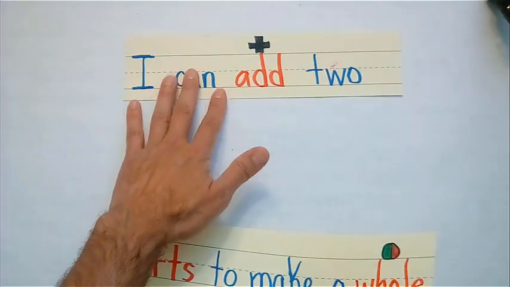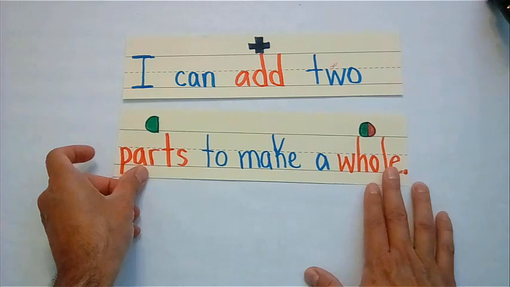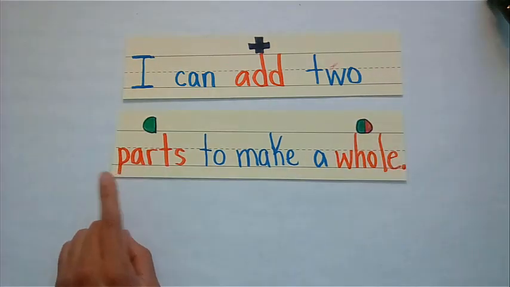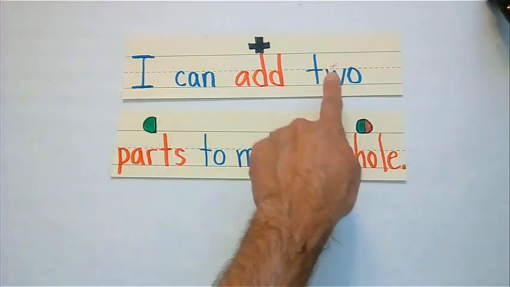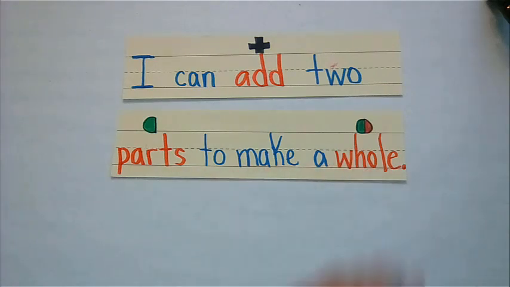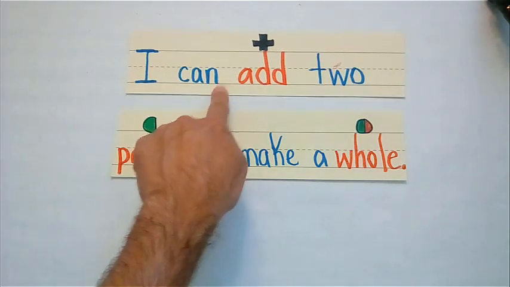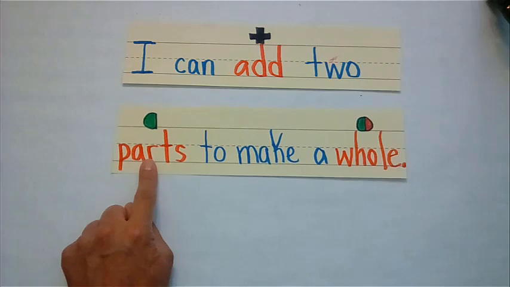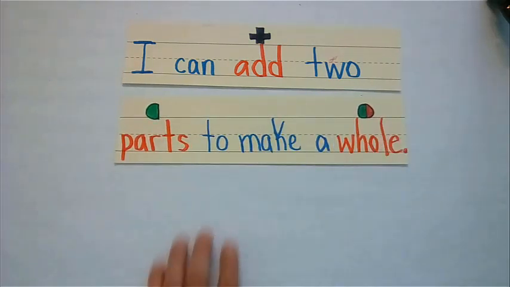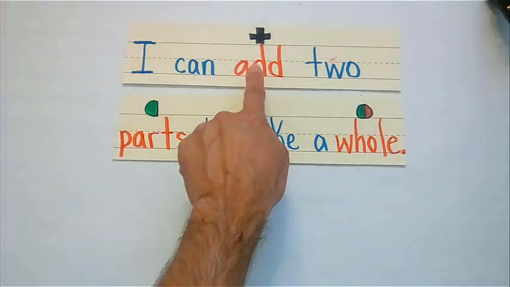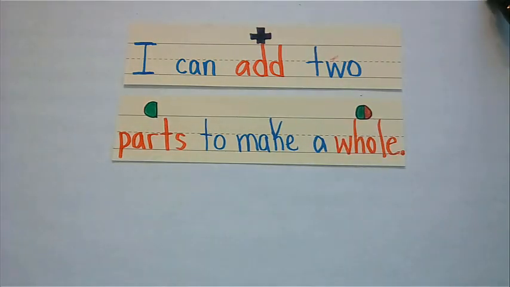Let's review the learning objective. Okay, so this is what we are going to learn about today. So today's learning objective is I can add two parts to make a whole. Read it with me. I can add two parts to make a whole. Now we're going to talk about some of these words because there's some very important words here and I want you to know what they mean.